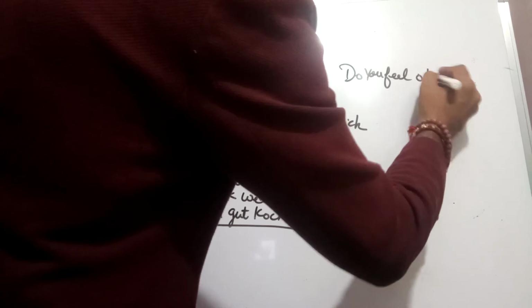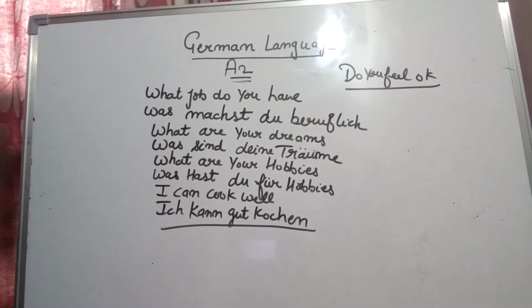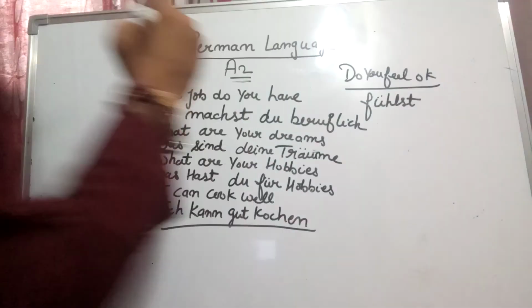This is my verb to cook. Kochen is to cook. So now speak after me. If I'm saying, what job do you have? So you have to repeat this. Was machst du beruflich? What are your dreams? So speak up. Was sind deine Träume? Okay.